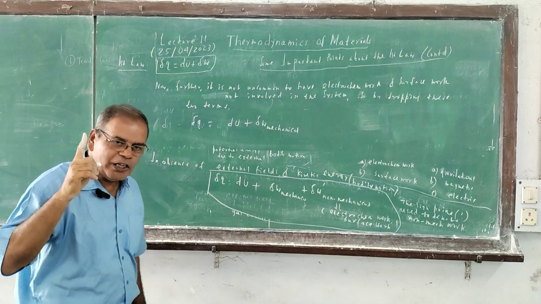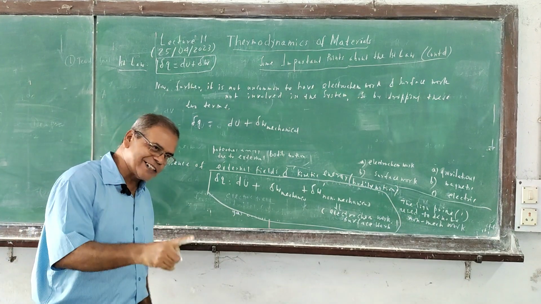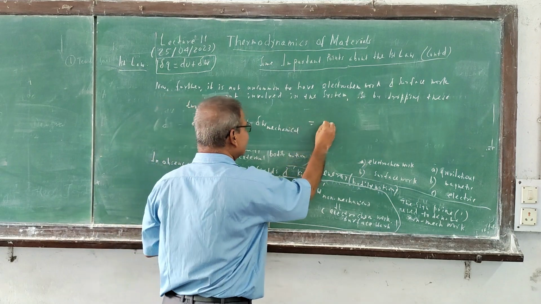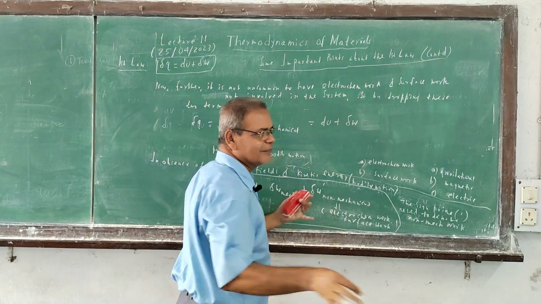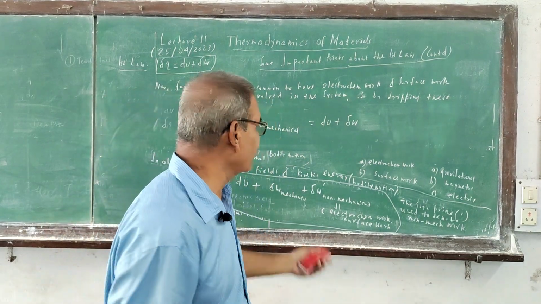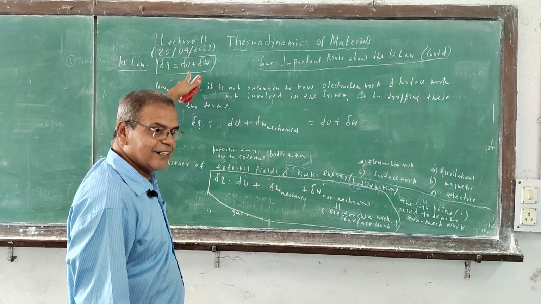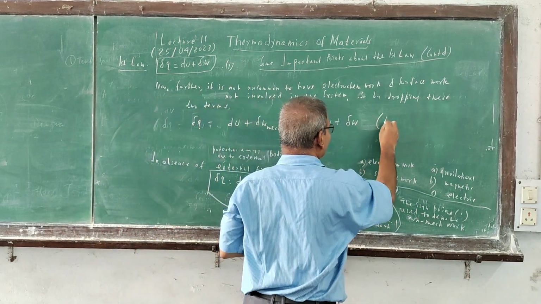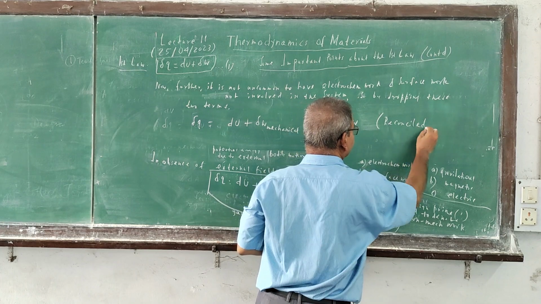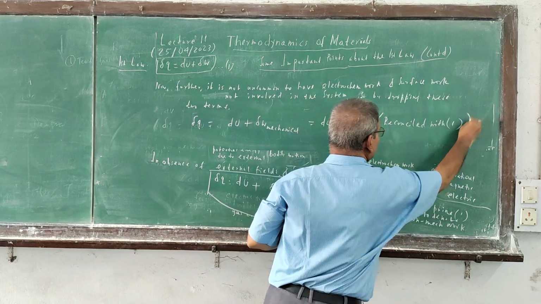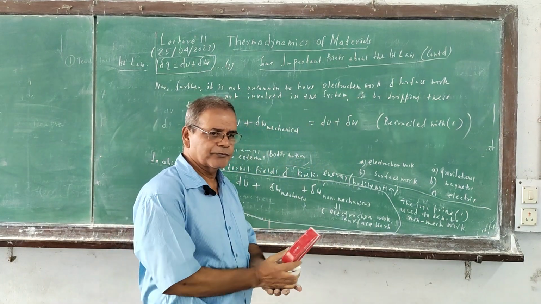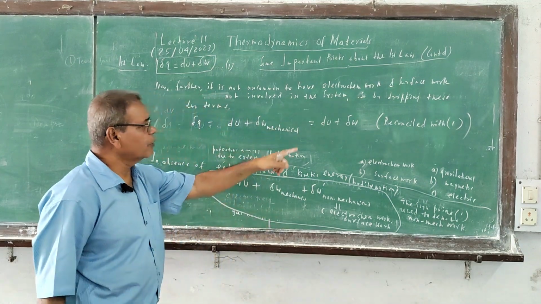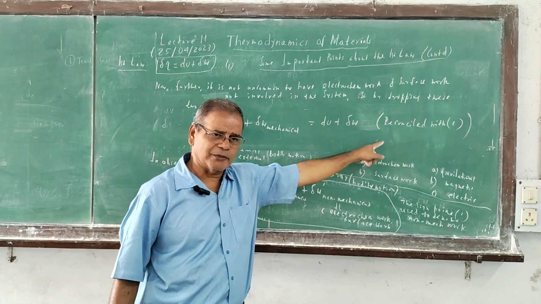When mechanical work is the only source of work, as you have understood, then why give any subscript? Then how is it written? It is written du plus dw, only form, it is the same. Call it equation, given equation 1 here, reconciled with 1. So you must be happy. Stare at me, but it is reconciled with 1. You understand?